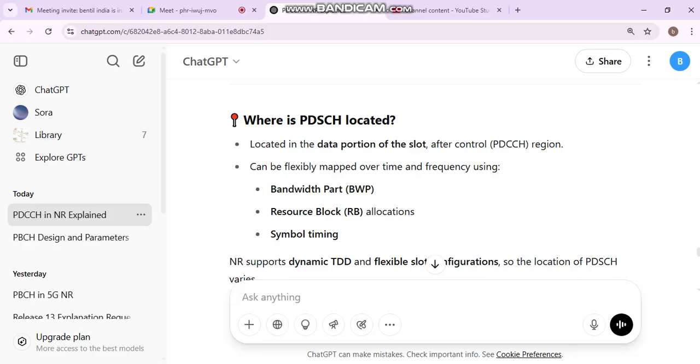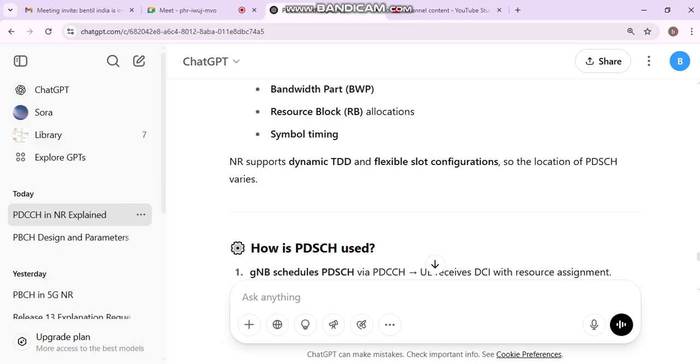So where is PDSCH located? It is located in the data portion of the slot after the control PDCCH region. It can be flexibly mapped over time and frequency using bandwidth part, BWP, resource block allocation, and symbol timing. NR supports dynamic TDD and flexible slot configuration, so the location of PDSCH varies.